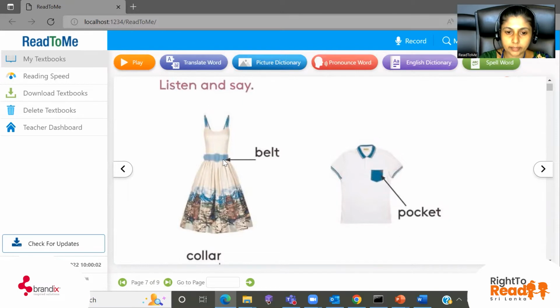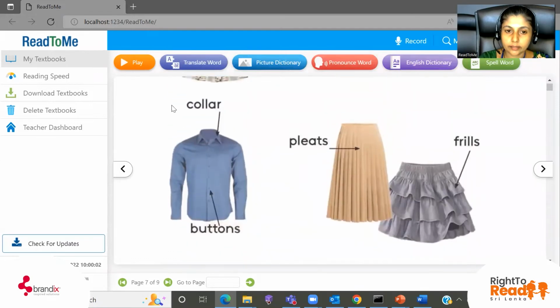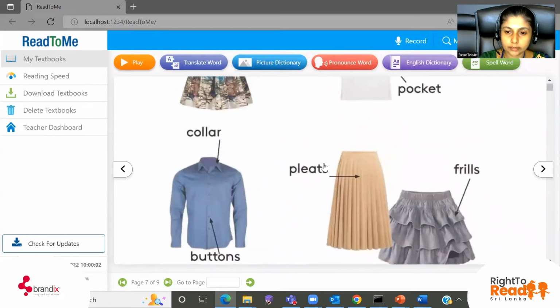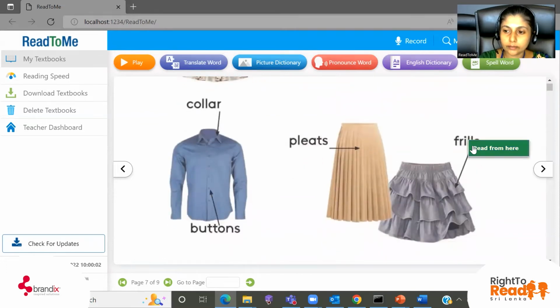What are these parts? First one, belt. This is a belt. You can see belts around frocks as well. Pocket. Collar. Buttons. What are these? Pleats. These are called pleats. You can see pleats in frocks, skirts. What are these? Frills. These are frills.